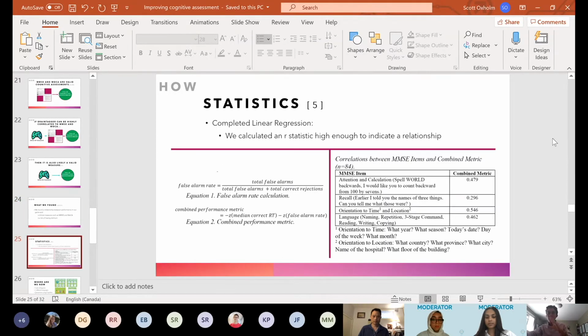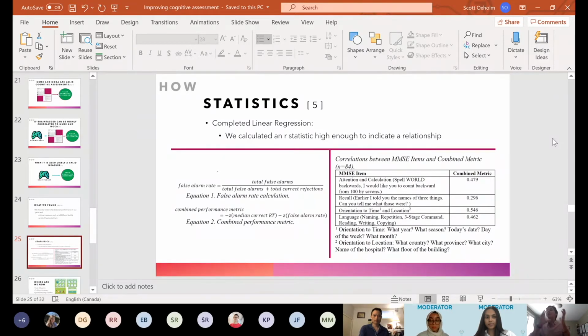So briefly on the statistics, we completed linear regression, which is looking for a linear relationship between two factors. And we calculated an R statistic, which is the actual correlation, and found that it was high enough to indicate a relationship. If I could quickly direct your attention to the bottom left side of the screen, you see equation 1, which is for our false alarm rate. We had to calculate that first, which is the number of errors that an individual is making. Then from that, we could find the combined performance metric, which is a combination of their response time and the number of errors that they make.